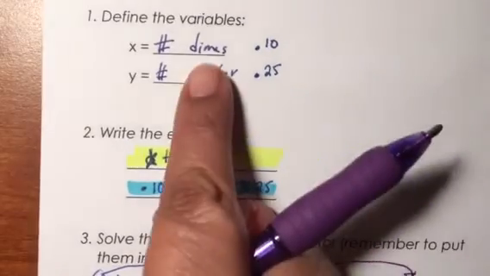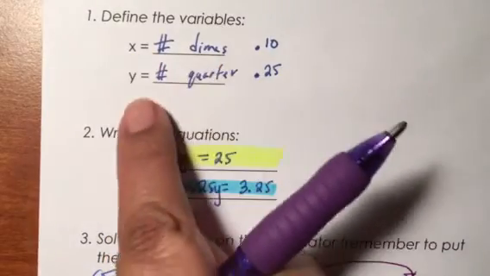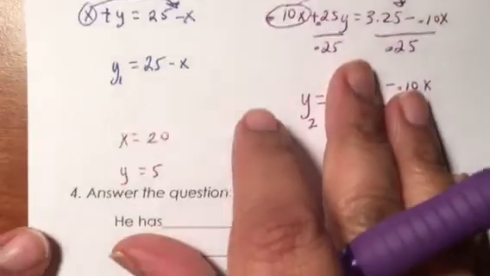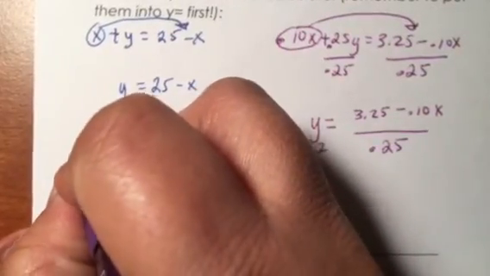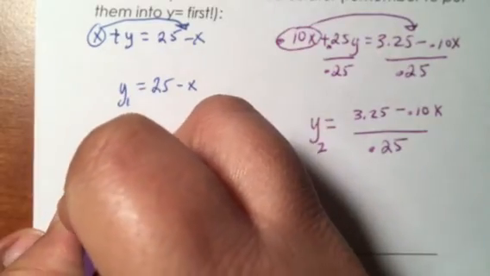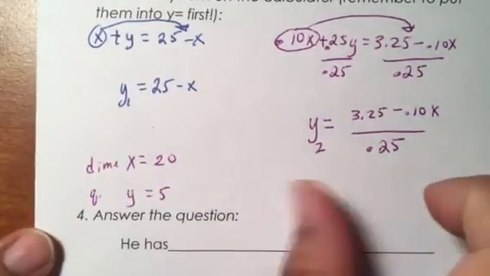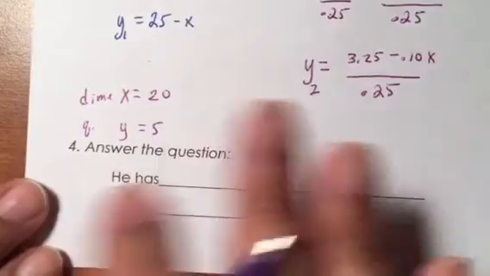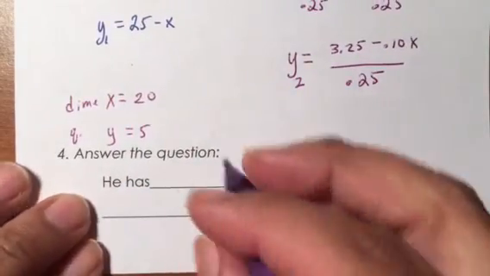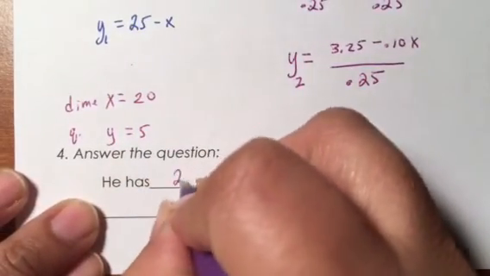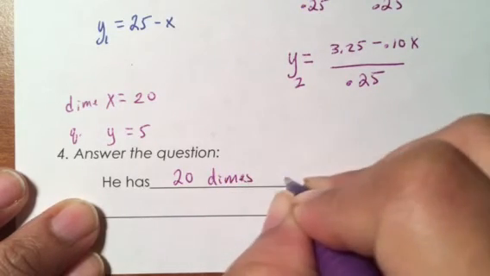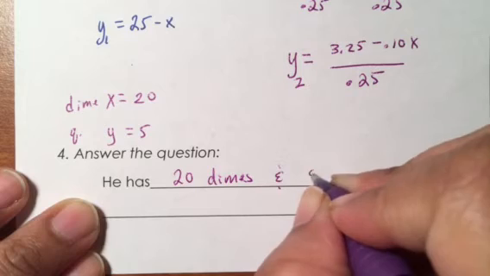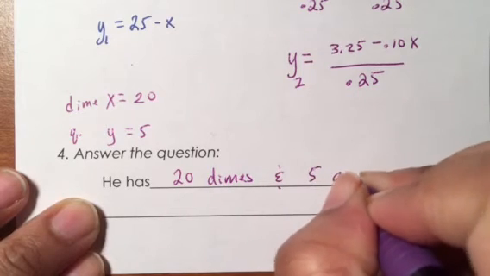So if you'll remember from up here, we said that the X's were dimes and the Y's were the quarters. So this is saying dimes and quarters. And I'm just going to put the Q for quarters. So to finish this off, we would say that he has 20 dimes and 5 quarters.